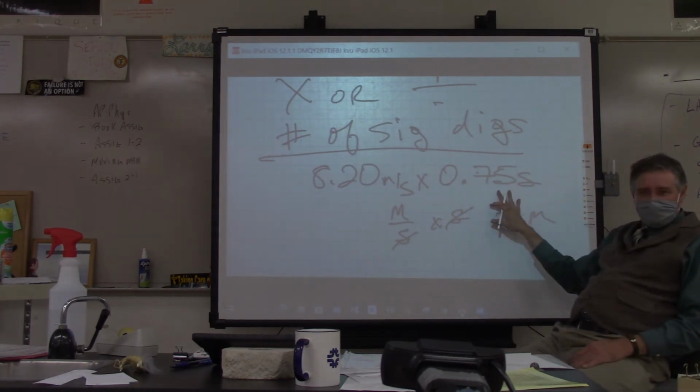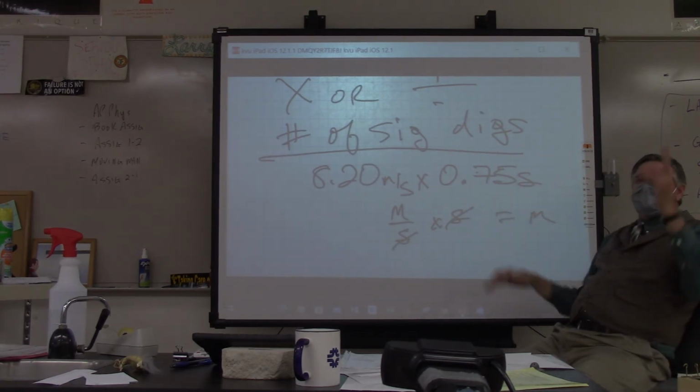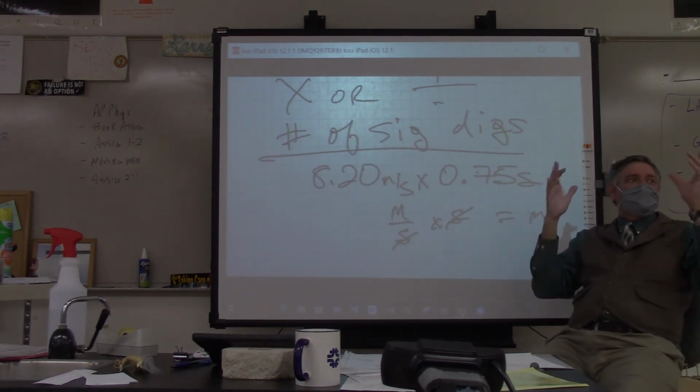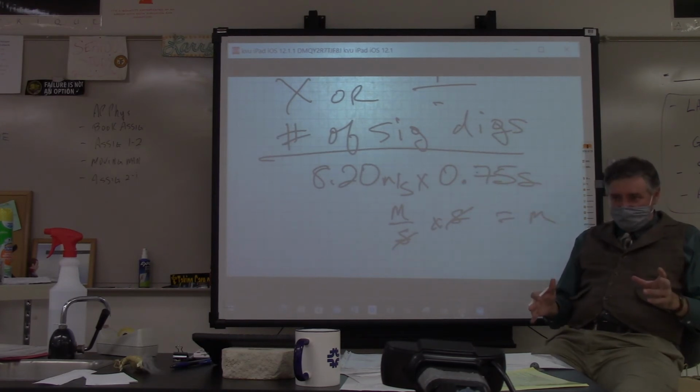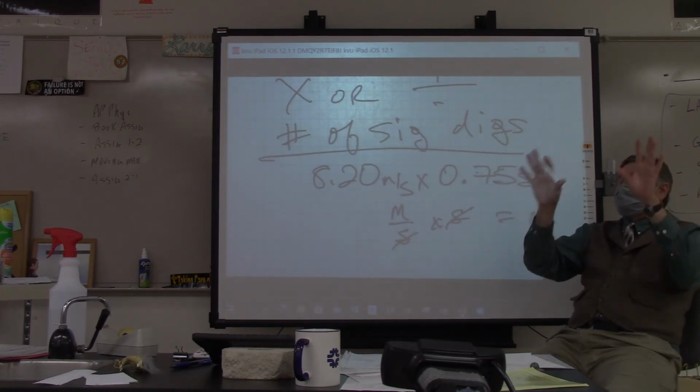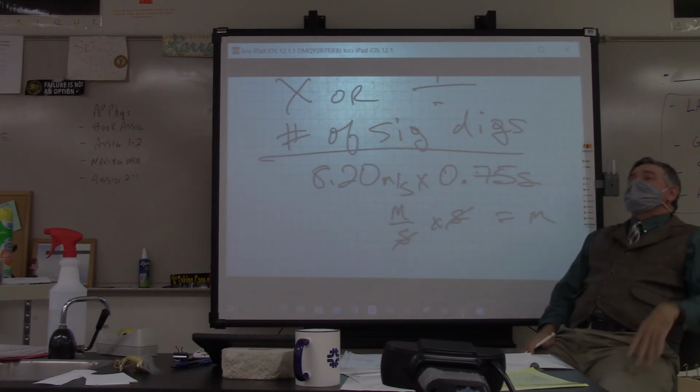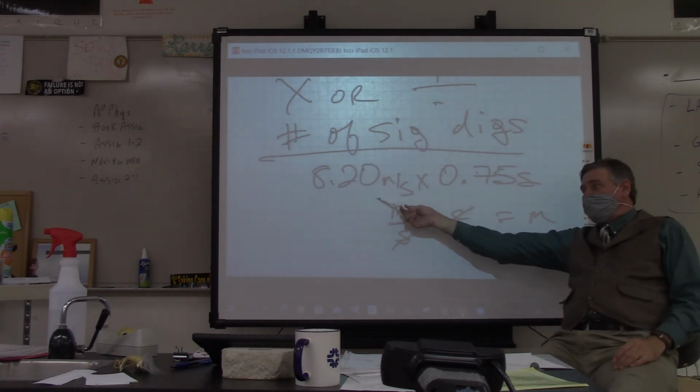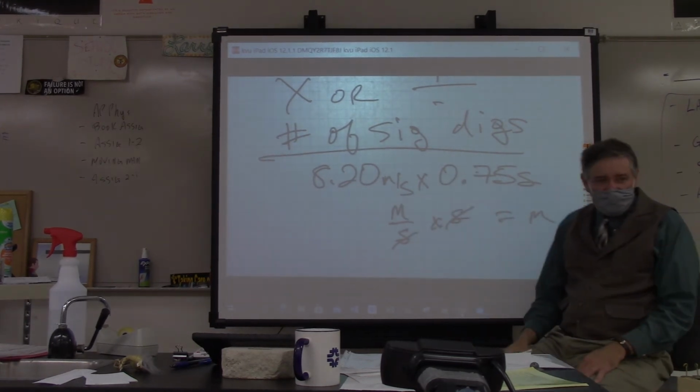This has how many significant digits? 2. So your answer can only have 2 significant digits. Okay? This isn't about place value. This is about number of significant digits. So, Maddie, do us a favor. Take 8.2 times 0.75.